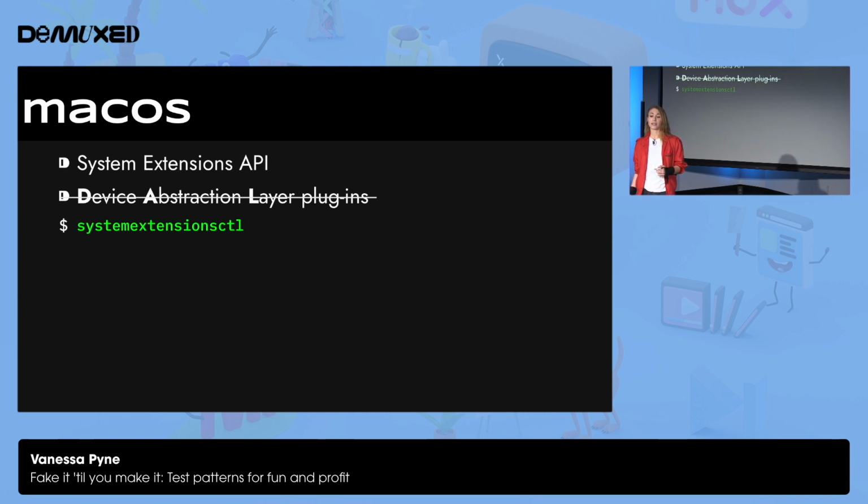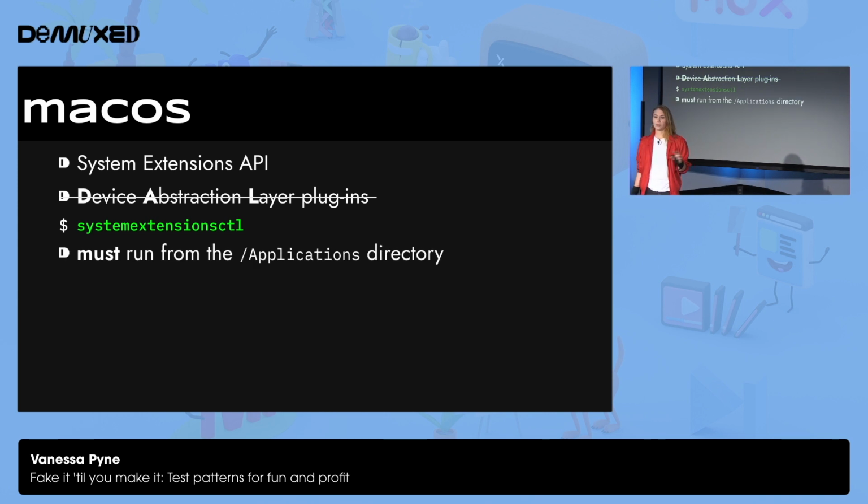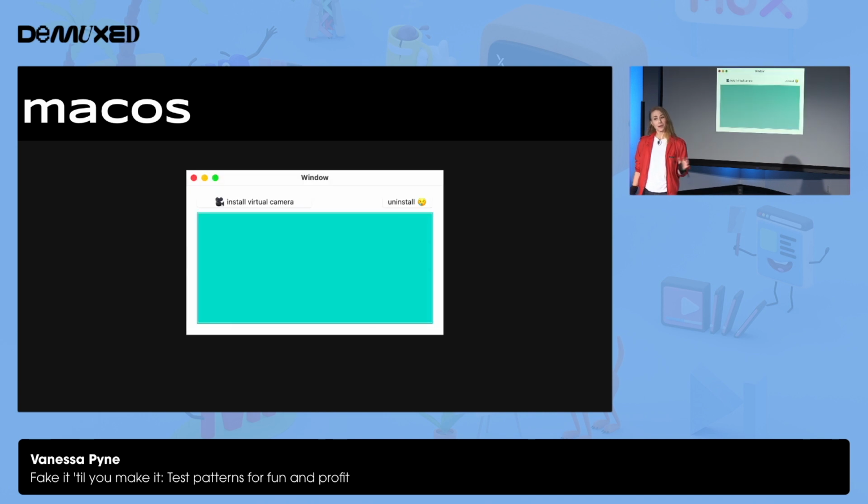Among other things, it lists the extensions that are currently installed. All right, and in non-developer mode, this one's big. Apps installing a camera extension must be run from the applications directory. And finally, to truly disable and delete an extension, one must reboot the machine, which results in breathtakingly short uptimes. These were all things that I learned while making this staggeringly basic camera extension app.